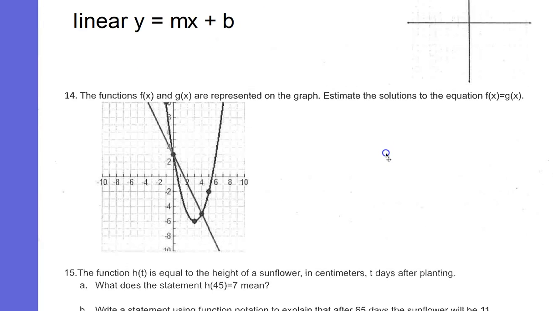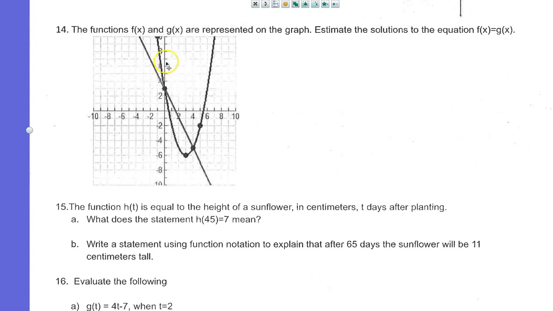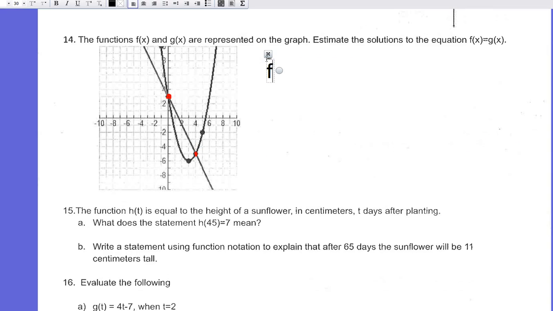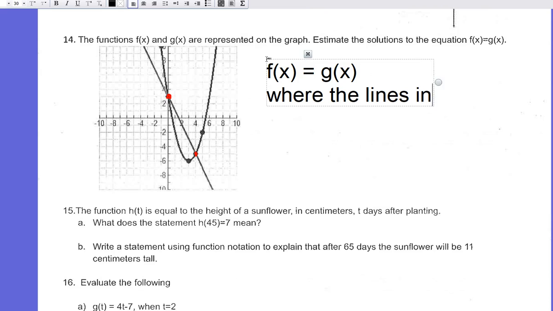Okay, number 14. Functions f of x and g of x are represented. Where are they equal to each other? They are equal right here, and right here. Okay, so let's write: f of x equals g of x where the two lines intersect. Where does that happen? It happens at 3, 0.